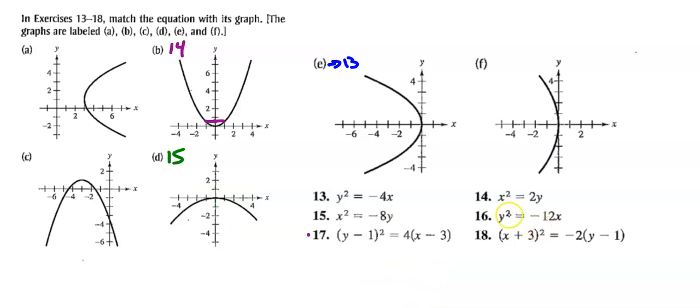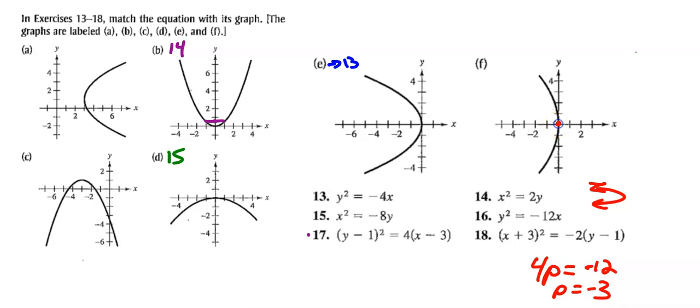So number 16, I've got a y squared term. It tells me it opens up left or right, and the coefficient in front of the x is negative. So it tells me it must look like this right here. There's only one that does that, and that's F. But just to check, let 4p equal your coefficient in front of the x, negative 12, so p equals negative 3.